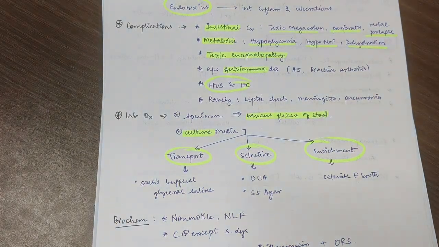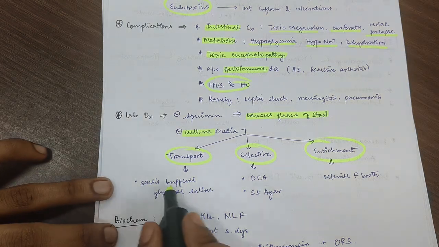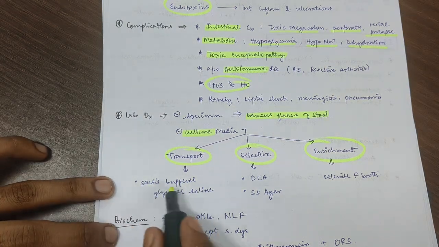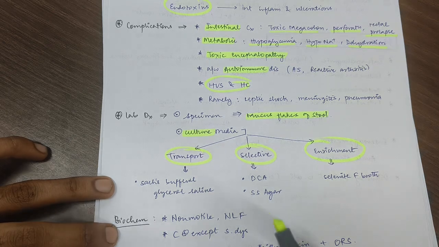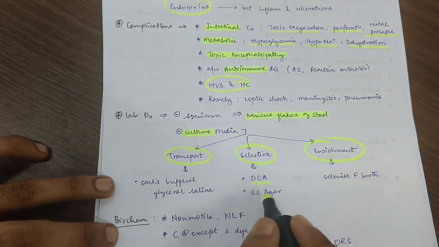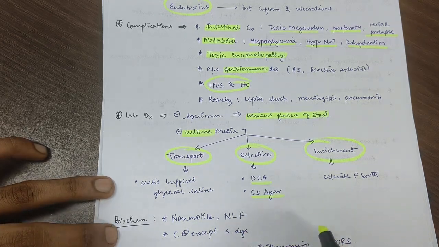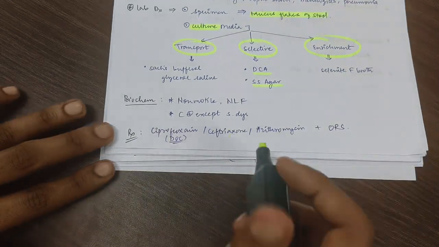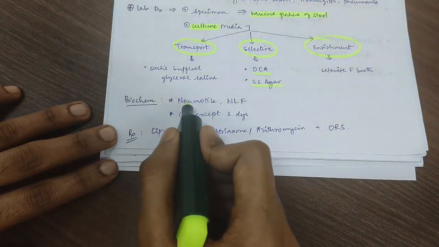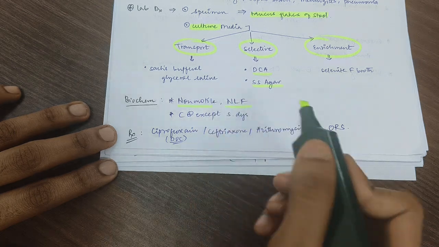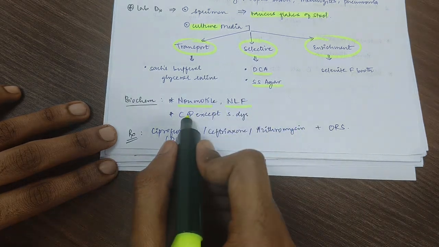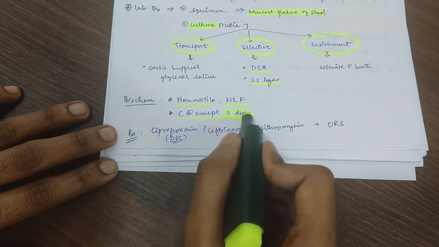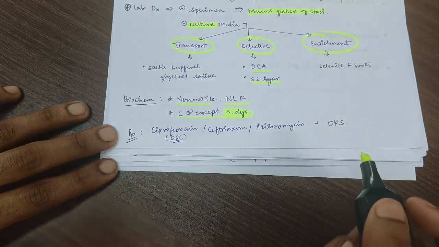Transport media are Cary-Blair media and Sachs buffered glycerol saline. Then selective media are DCA and Shigella-Salmonella agar. Enrichment is using selenite broth. Biochemical reactions you are going to remember: it is non-motile, non-lactose fermenting. NLF means non-lactose fermenting. It is catalase positive, except Shigella dysenteriae, which is catalase negative.